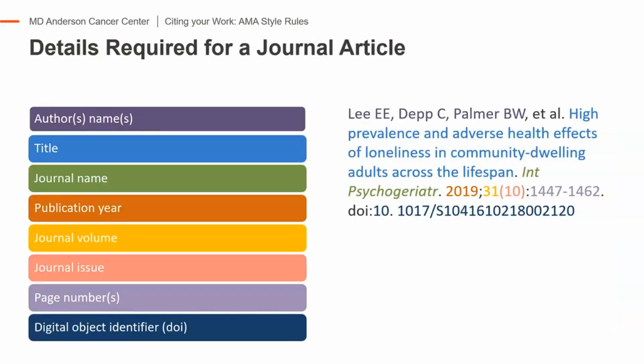Journal articles are commonly cited sources in medical and scientific research. AMA style requires the following publication data for references for online journal articles. The reference must include authors' names, article title, the journal name, the year in which the article was published, the journal's volume and issue number, the article's page numbers, and the Digital Object Identifier, or DOI. When the DOI is not available for an online journal article, a URL and access date may be used.